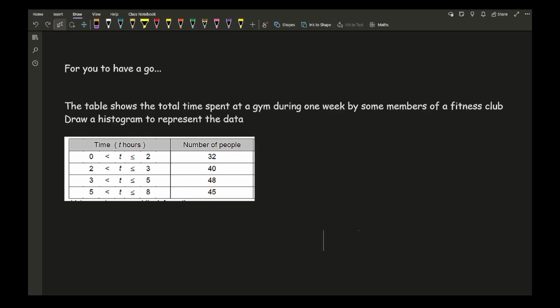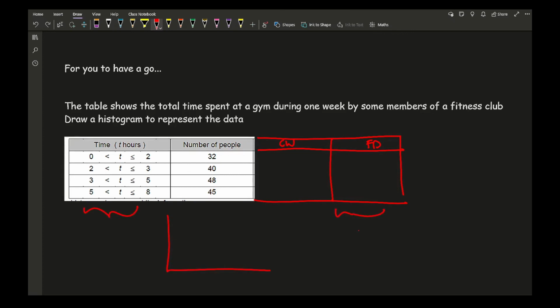So again, the key principles are, and I'll just start you off, you want to start by creating 2 columns. Doesn't matter how wide those 2 columns are going to be. One of them is going to be class width, the next is frequency density. And again, you want to complete that table. And then from that data, you're going to plot this against the frequency density. So in terms of your histogram, you've got frequency density going up the side, and you'll have 0 to 8 going along the bottom axis.